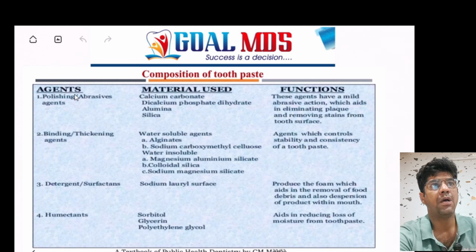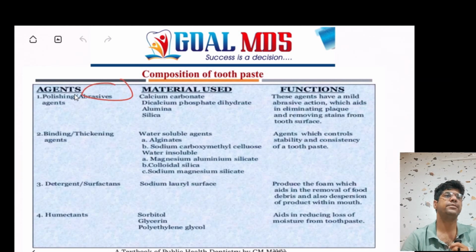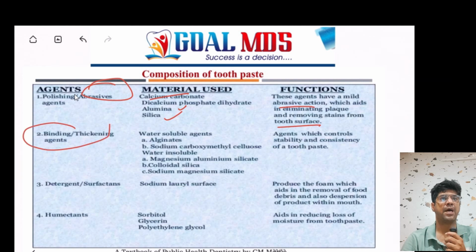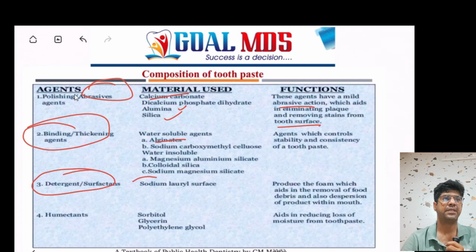It contains, very important, asked many times in your exam, abrasives. The abrasives are calcium carbonate, alumina, silica. These have an abrasive action that aids in eliminating the plaque and removing stain from the tooth surface. What are the binding agents? Water soluble agents like alginate, sodium carboxymethyl cellulose. These are the binding agents that control the consistency of the toothpaste.